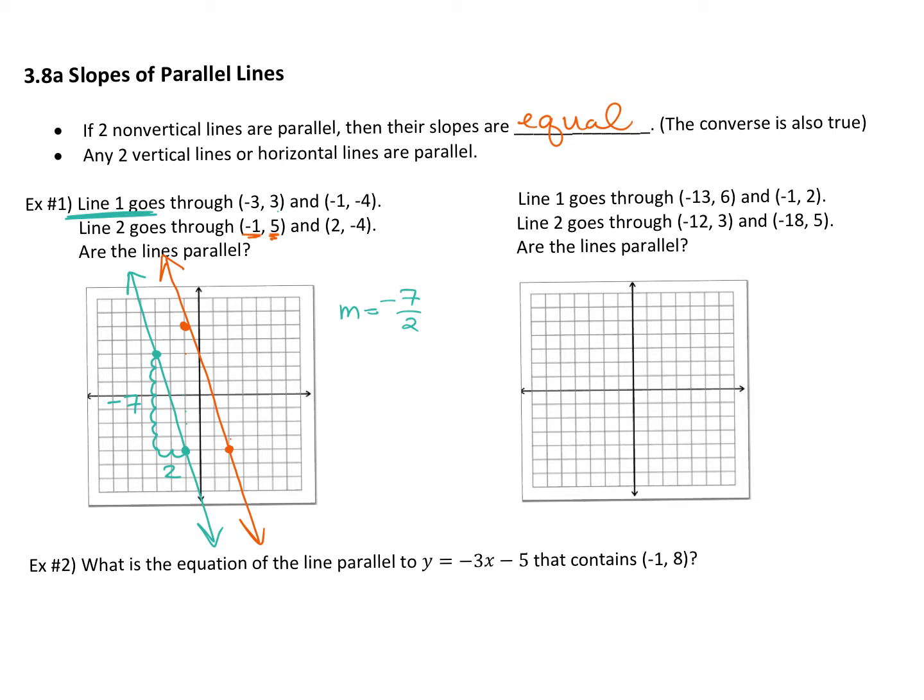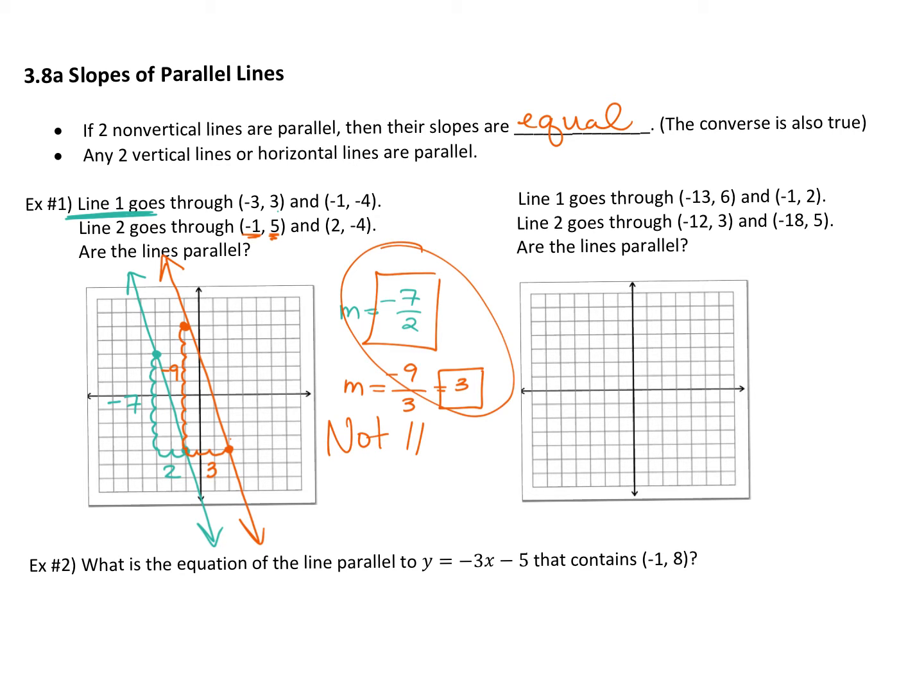The second one, same thing. You're going to go 1, 2, 3, 4, 5, 6, 7, 8, 9. 1, 2, 3. So that's a negative 9, a positive 3. So that slope is down 9 over 3. Well, that reduces to 3. Are those the same slope? No. So are they parallel? No. So we would say those are not parallel because they have different slopes.